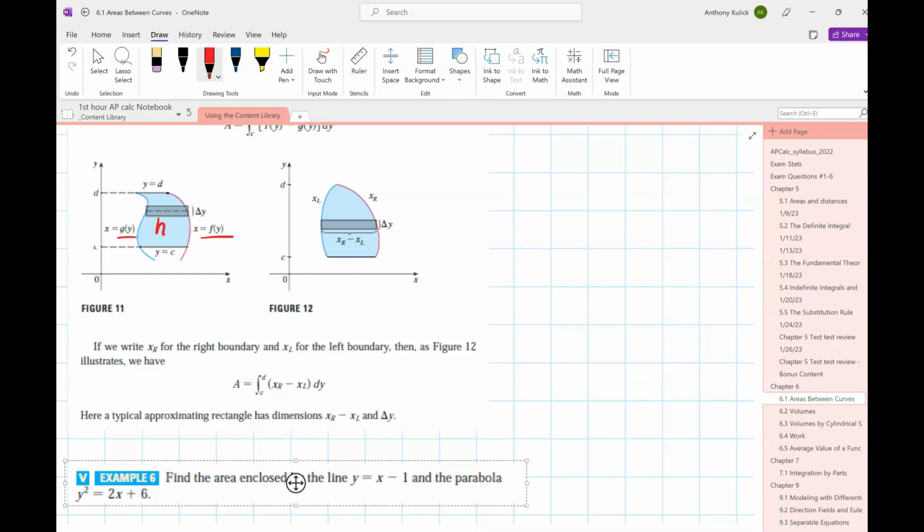Which is not a big deal, because I know the integral of f of x dx is equal to the integral of f of y dy if all I'm doing is changing the name of the variable. Who cares what it's called, x or y? Same idea.